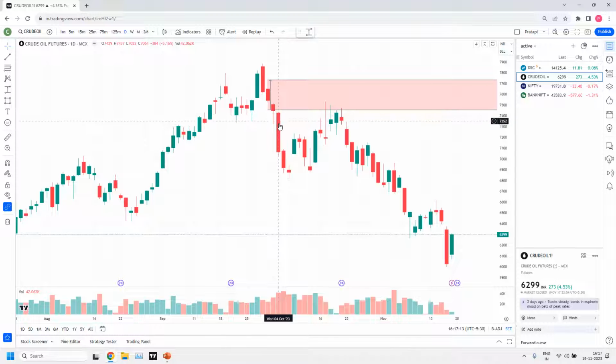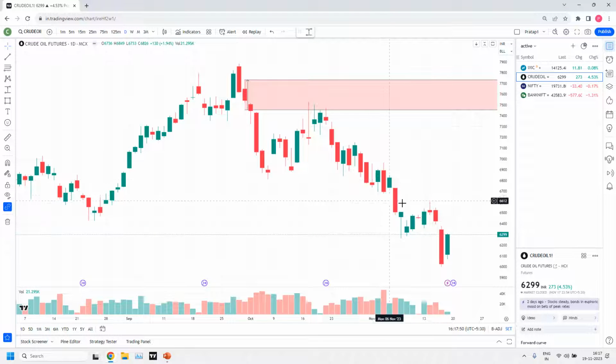If a zone is having a high explosive leg out, mostly the strength of the zone is excellent. See here, after this supply zone creation, prices again went back after its first test. See here the fall from this supply zone. So this is the advantage of finding what kind of leg out we are having. So this is an example for leg out with high explosive.